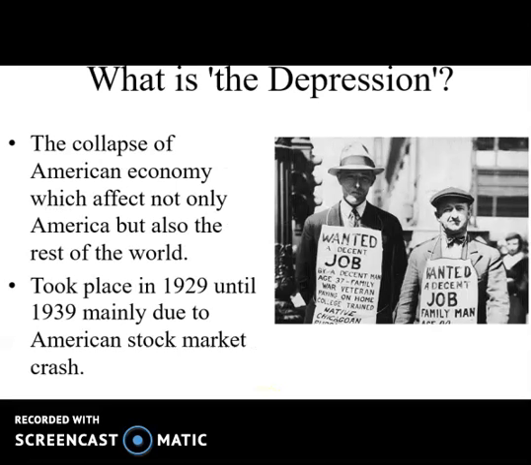So, what is the Great Depression? It's actually the collapse of the American economy, which affected not only America but also the rest of the world. And this took place in 1929, around 10 years after World War I, until 1939, that is when World War II broke out. And the main reason was the American stock market crash.